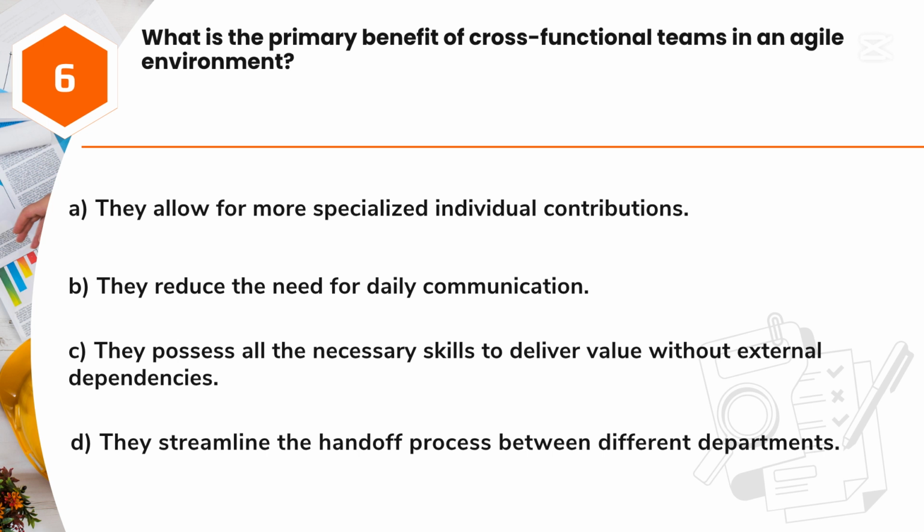Question 6. What is the primary benefit of cross-functional teams in an agile environment? A. They allow for more specialized individual contributions. B. They reduce the need for daily communication. C. They possess all the necessary skills to deliver value without external dependencies. D. They streamline the handoff process between different departments.